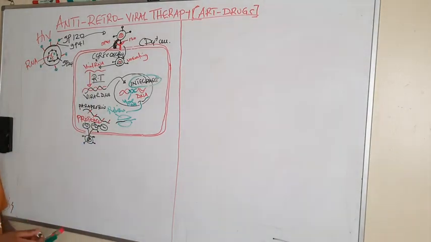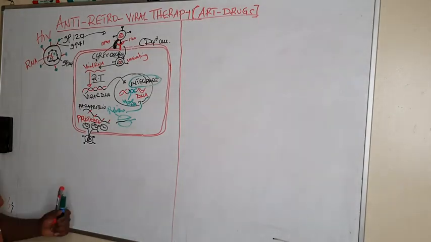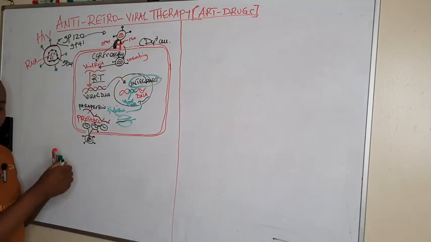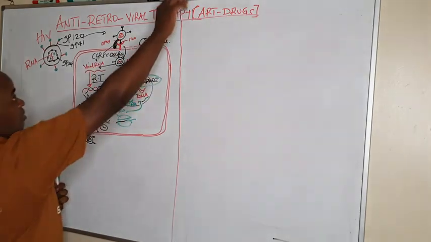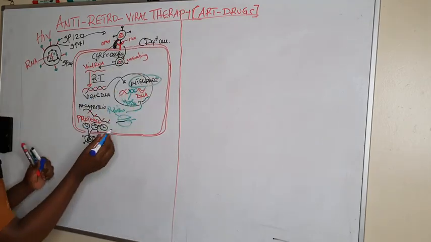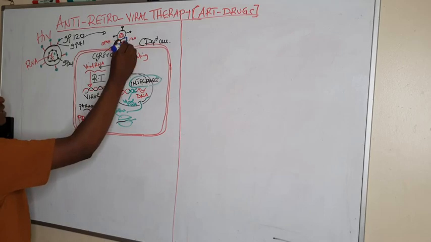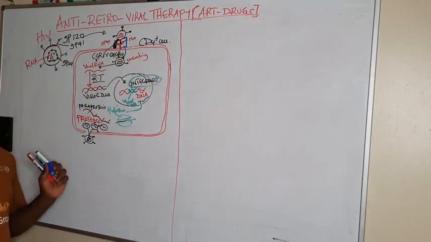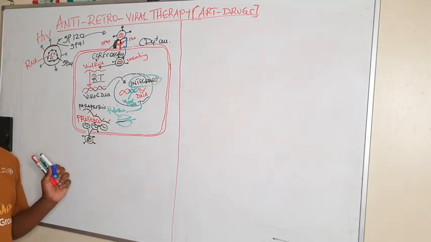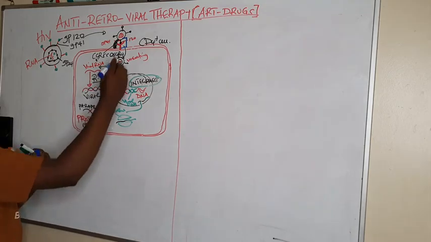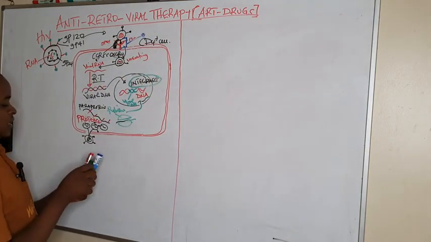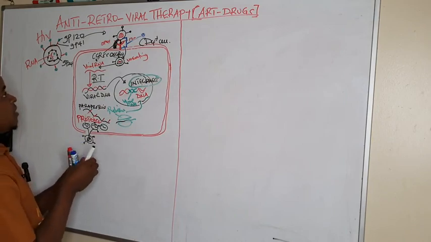So we are going to see the first class of our drug. We are going to see which drug can prevent attachment of the virus, or what we call fusion. So there are drugs which can inhibit fusion of the glycoprotein 120 and glycoprotein 41. And this drug, we are going to call it enfuvirtide. We have a drug known as enfuvirtide.